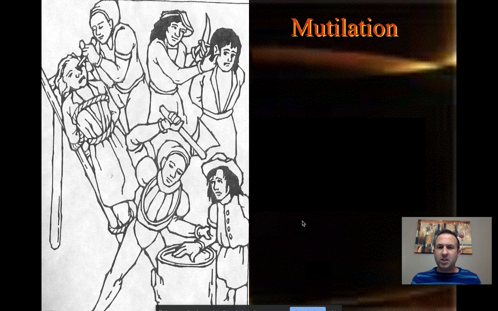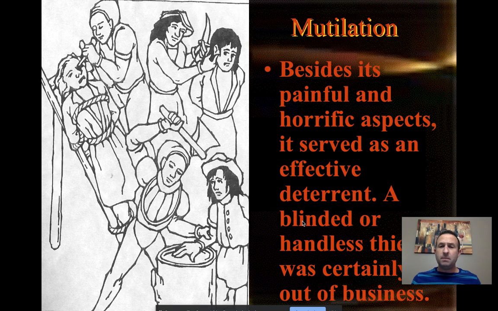Ooh, mutilation. Nothing says I love you more, have the love of God, than to mutilate someone. Besides being very painful and horrific, it serves as an effective deterrent. You know, a blinded or handless thief was certainly out of business. Cut off their ear, poke out their eye, chop off their hand. Wait, didn't Western society make fun of Chinese people for doing that? But yet, they did it too. Go figure.